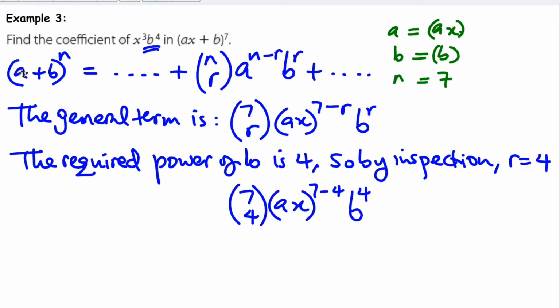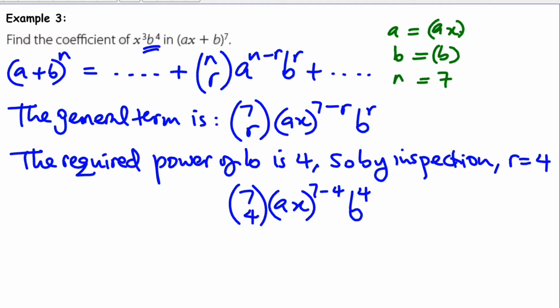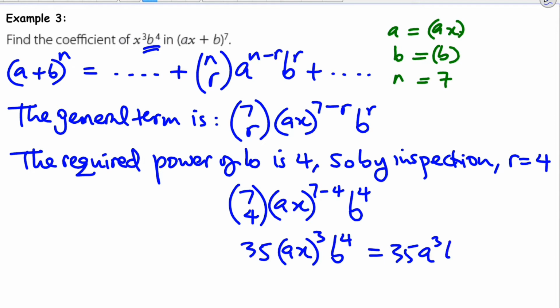Now, 7 choose 4 can be found from your calculator. So if you go onto your calculator, 7 choose 4 is 35. So this will be equal to 35 a x to power 3 b to power 4, which simplifies to 35 a cubed b to power 4.